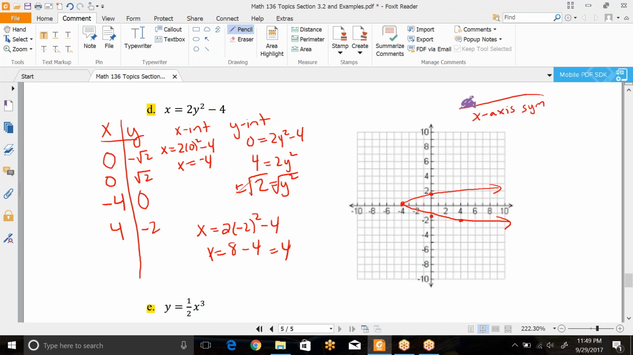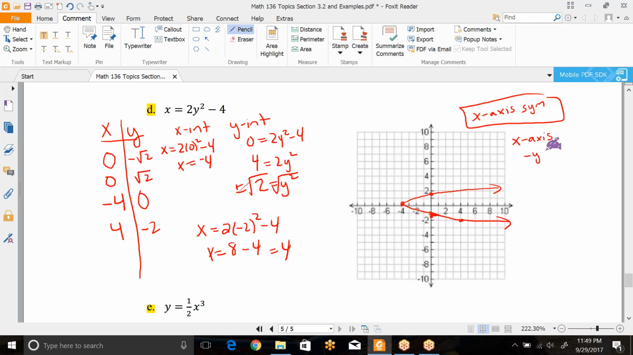It doesn't have any of the others. It doesn't fold across the y-axis and match, and it doesn't double fold. A quick way to check that you don't have a double fold, notice the point 4, negative 2. If you had a double fold, negative 4, positive 2 would also be a point on the graph, so it's not. So let me show you the test for the x-axis symmetry algebraically, just so you can see that.